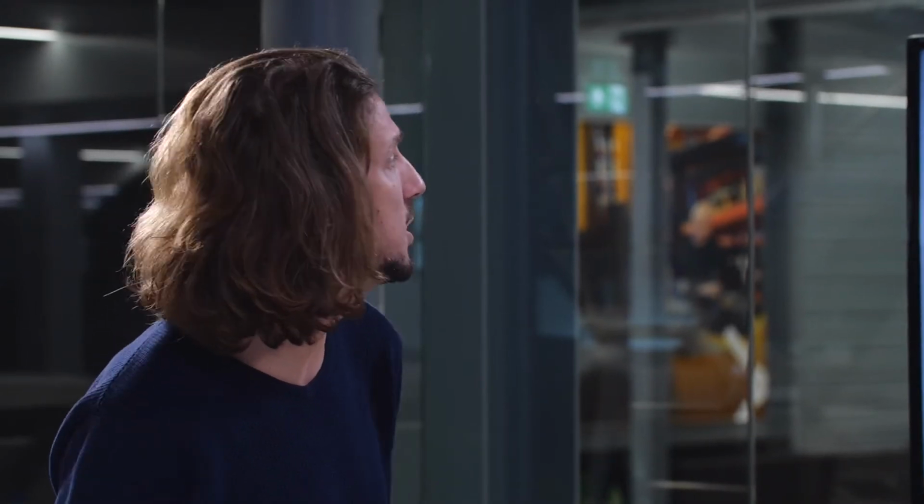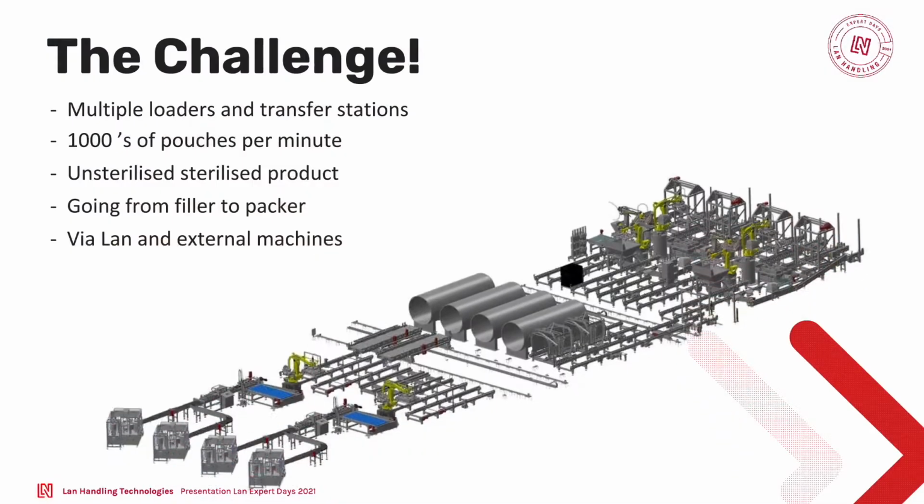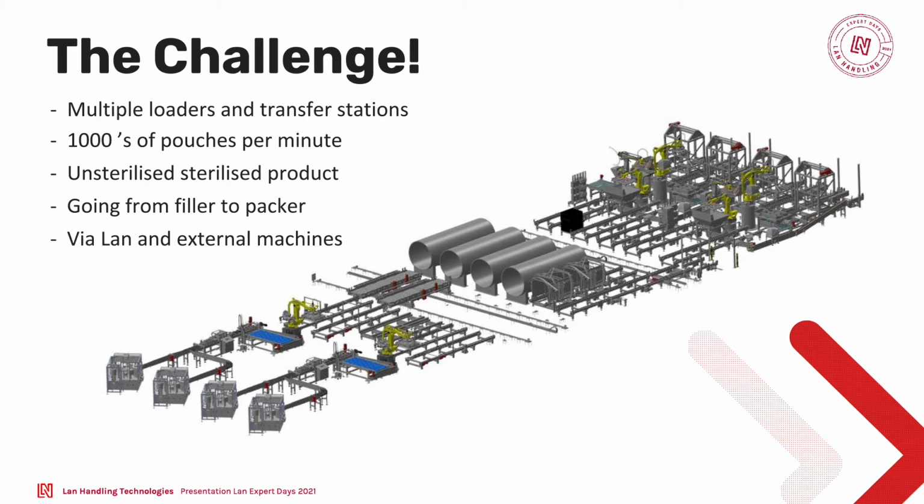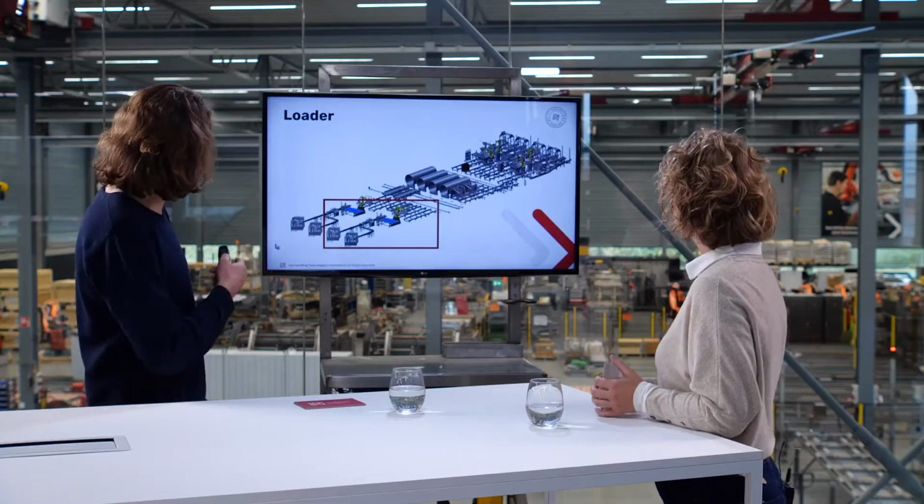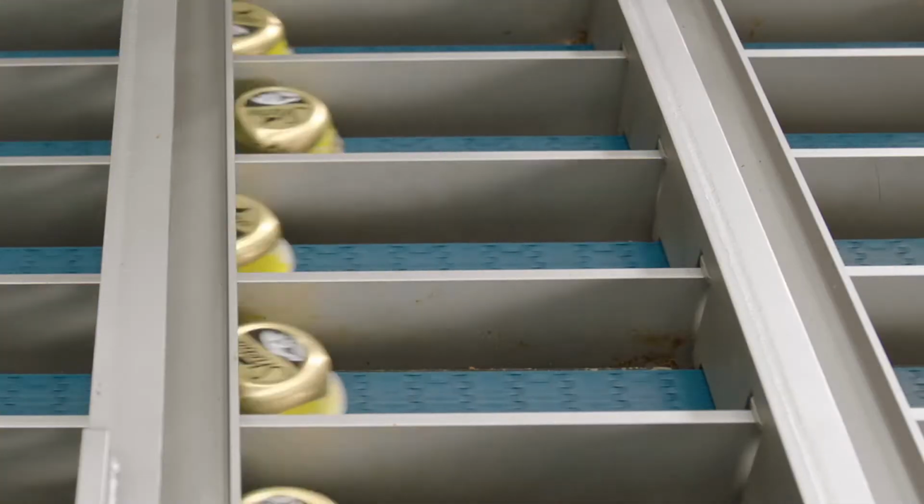We have a lot of machinery inside the factory, loaders, a transport area and transfer stations. A lot of product going from the left to the right side, unsterilized and sterilized product, and we have to make sure all the product leaves the plant in a safe way. The part of Lan Handling has to deal with making sure that no contamination between sterilized and unsterilized products is possible, right? Yes, that's a very important part of our line. Okay. So we're going to start at the left side with the loader.